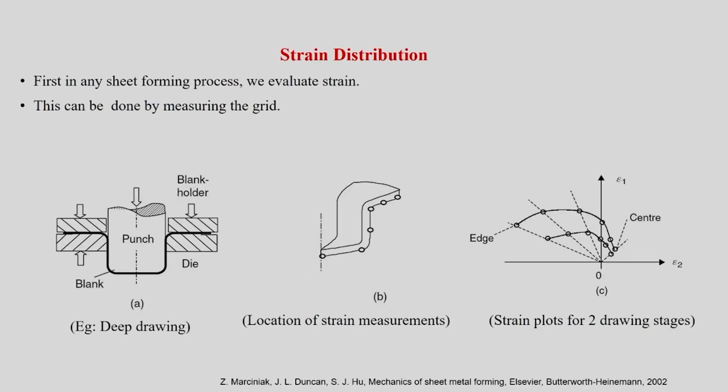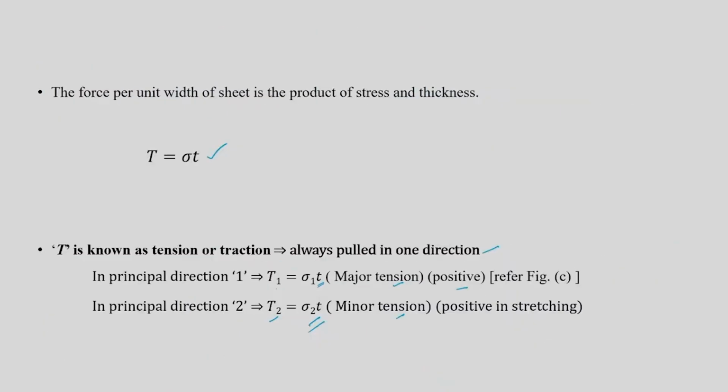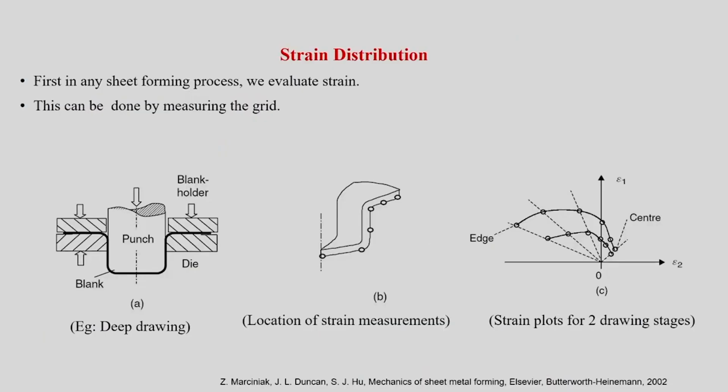Okay. So now you know how to calculate epsilon 1 and epsilon 2, and from there you can calculate epsilon 3 or you can directly calculate it from t by t naught. With respect to this figure, epsilon 3 is equal to ln of t by t naught. We have seen some examples before in the previous chapter. Okay. So now such evaluation of strains will give you something called a strain distribution in the entire deformed sheet, which will give you some important information during the deformation process.